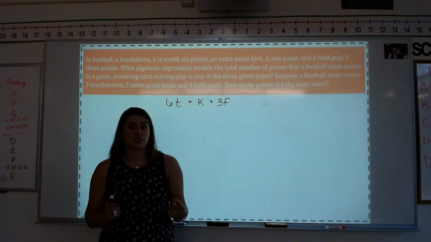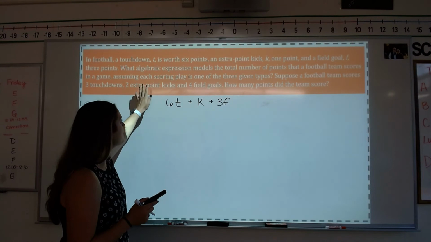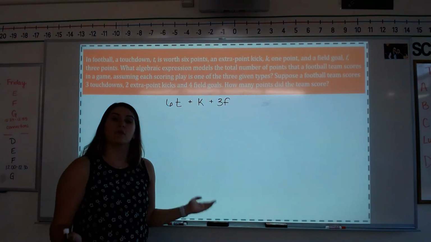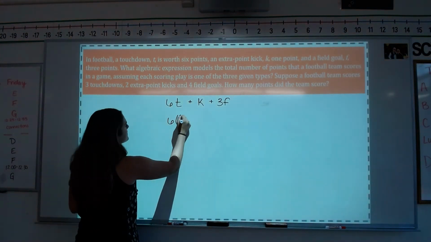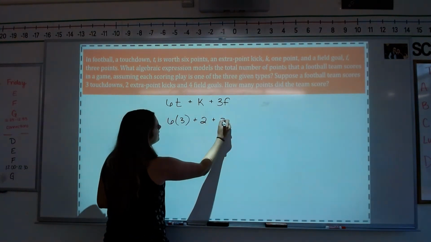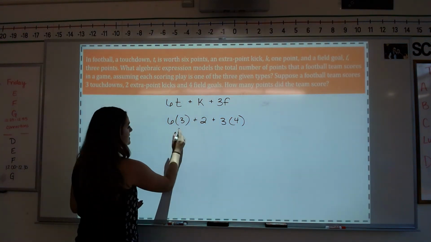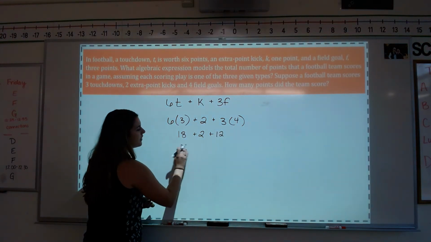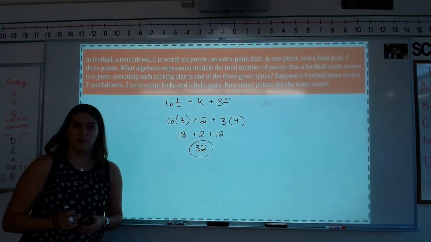The second question gives you a scenario where the team has 3 touchdowns, 2 kicks, and 4 field goals. In order to figure out how many points they have, we're going to plug those numbers in and simplify. So 6 times 3 plus 2 extra points plus 3 times 4. And now I'm just simplifying. 6 times 3 gives me 18 plus 2 plus 12, and add those all together, you should get 32 points for your football team.